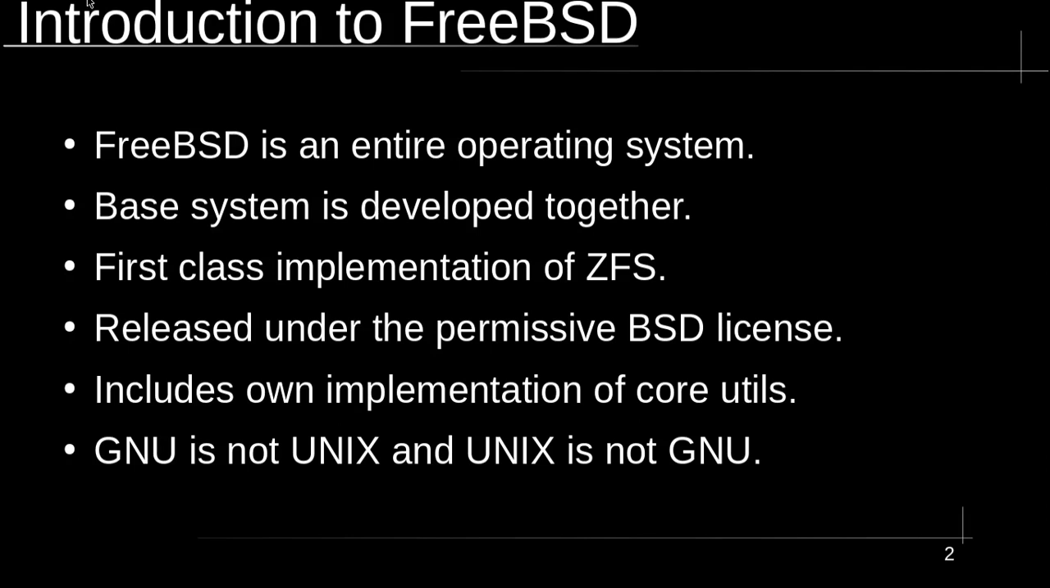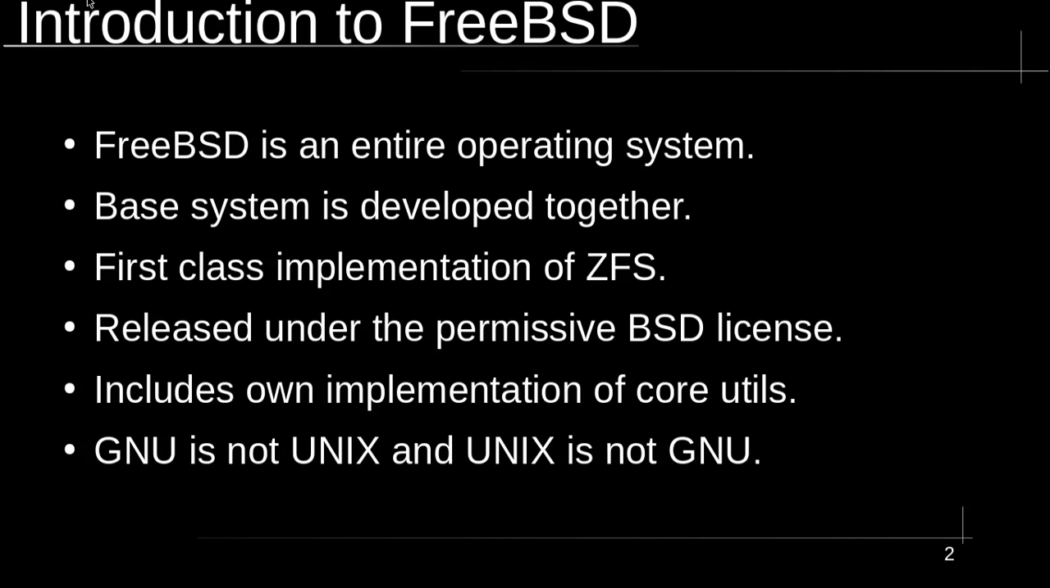FreeBSD includes a port system with over 31,000 applications and packages. This is similar to a repository on Linux. You can compile the applications from source as well as install them from binary packages, so that's a very flexible system as well. The Gentoo package build system was heavily inspired by the FreeBSD system.